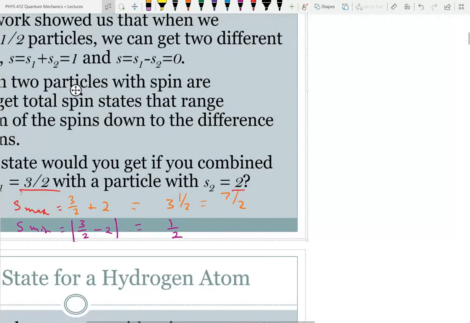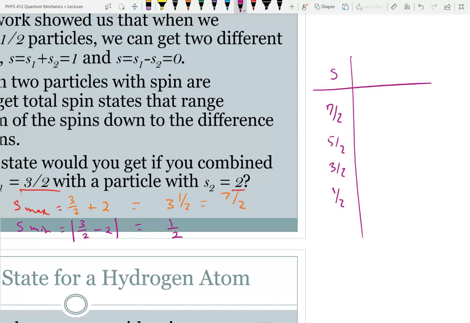So the spin can be 7/2 to 1/2. Are there any spin states in between those that it could have? Yes. How much could it shift by? By integers. So that means this could go from 7/2 to 5/2 to 3/2 to 1/2. We could have S as all of these.